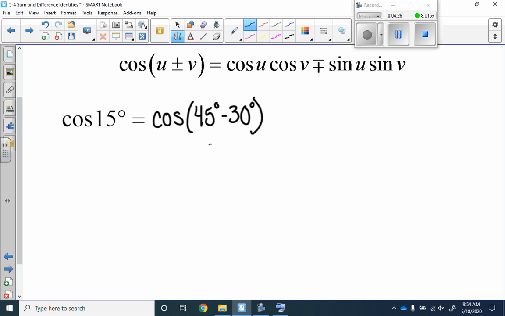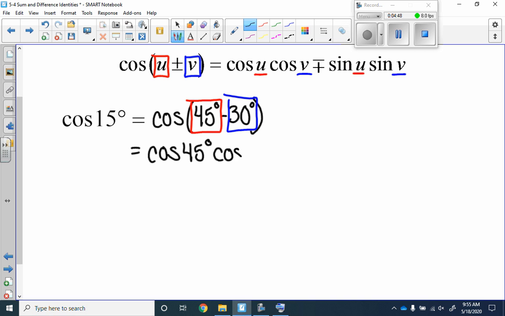So now notice here that 45 degrees is my u, and the 30 degrees is my v. I just need to make sure that I'm plugging everything into the right spot here. So we can take the cosine of 45 degrees times the cosine of 30 degrees. And because I'm subtracting here, that means that we need to add. And then we'll take the sine of 45 degrees times the sine of 30 degrees.